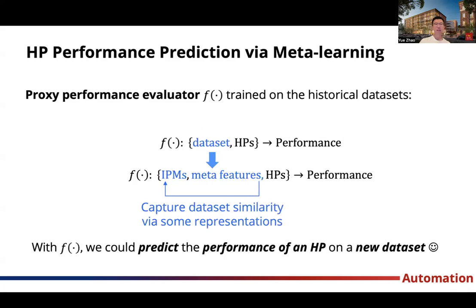And how to capture the data sets or how to represent data sets, we'll introduce two techniques here. One is called IPMs and another is called meta features. I will explain this in a second. But with this F regressor, we can predict the performance of an HP on a new data set without any problem, which is the key. So now let's go back to how to capture the information about data sets.